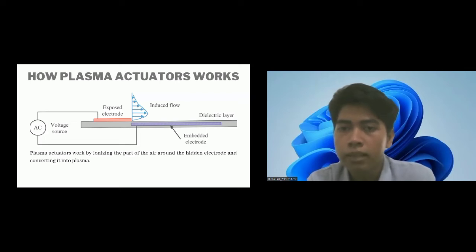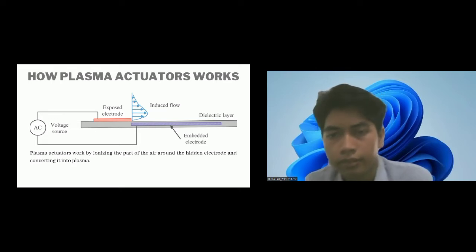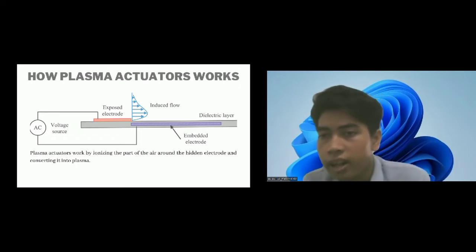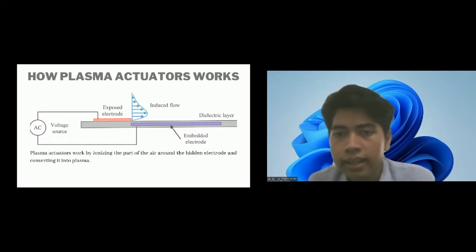And the topic now is how plasma actuators work. A plasma actuator works by ionizing part of the air around the exposed electrode and converting it into plasma. The actuator is based on the formation of a low temperature plasma between a pair of asymmetrical electrodes by the application of a high voltage AC signal at the electrodes. As a result, the air molecules around the electrodes are ionized and accelerated through the electric field.